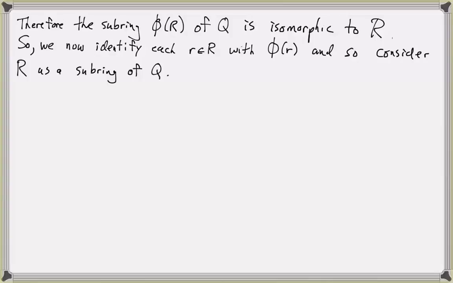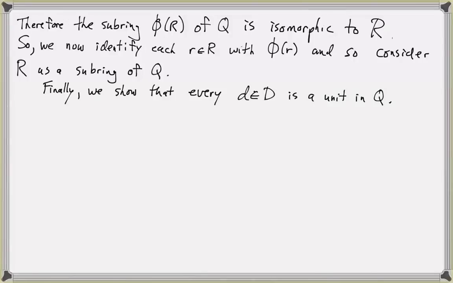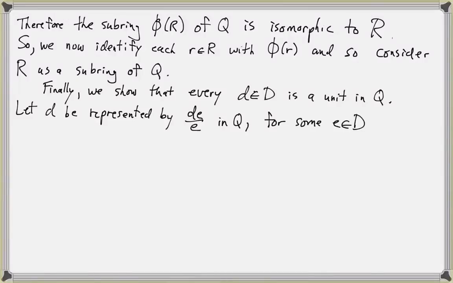So the last claim that we have to show is that every element of the set capital D is a unit in Q. So finally, we show that every element d in the set D is a unit in Q. So let little d be represented by dE over E in Q, again for some element E in the set capital D.